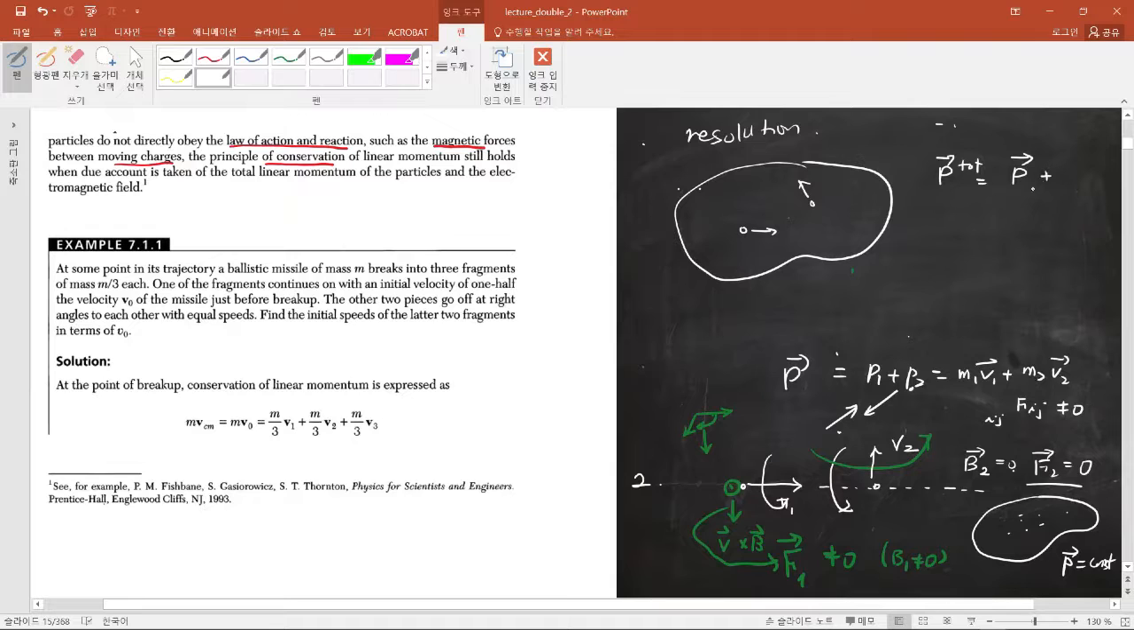Let's call that the mechanical momentum. You also have to consider the field. Here you have electric field and magnetic field, and we know that this also carries momentum.